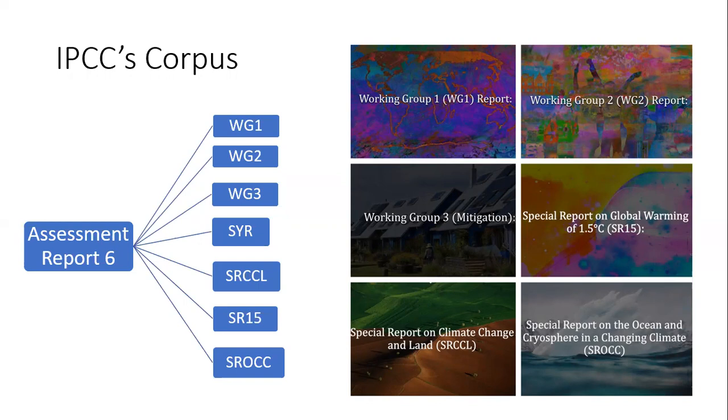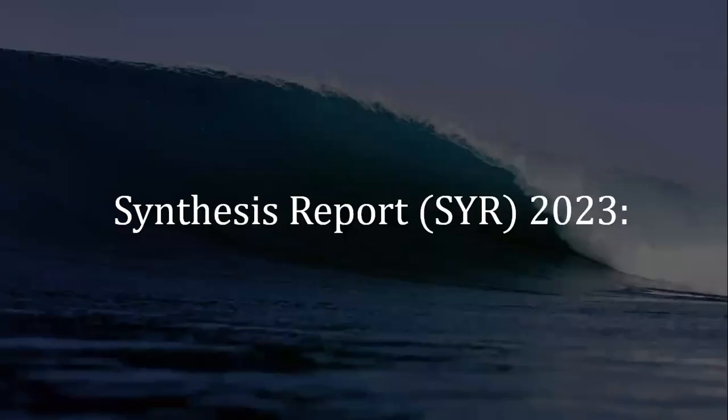Now, as you can see, the assessment report has 7 reports: WG1, 2, 3, SYR, SRCCL, SR15, SROCC. If you don't know, the SRCCL talks about the effect of climate change on land, the SROCC talks about its change on frozen surfaces, and the SR15 is about 1.5 degree temperature raise of the surface of the earth. But we're not going to focus on those reports. We're only going to focus on the SYR report and its components.